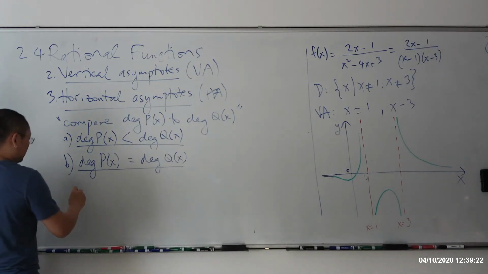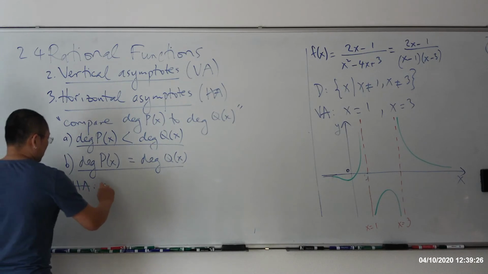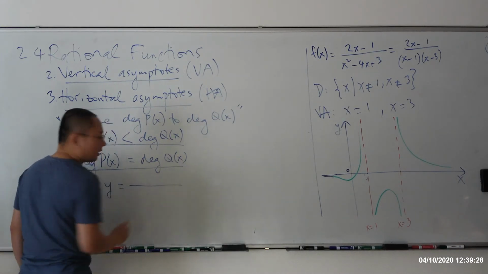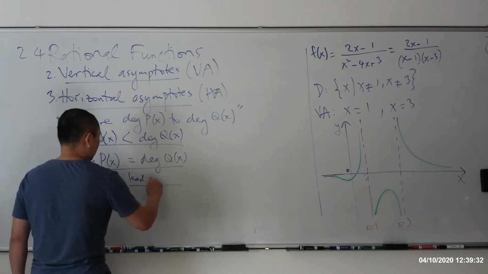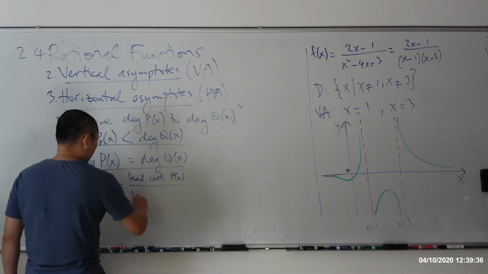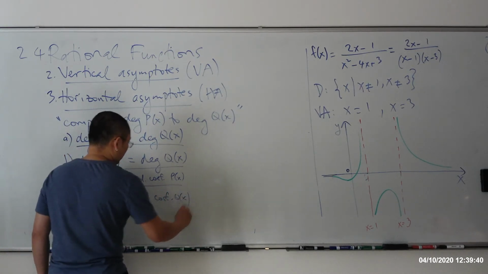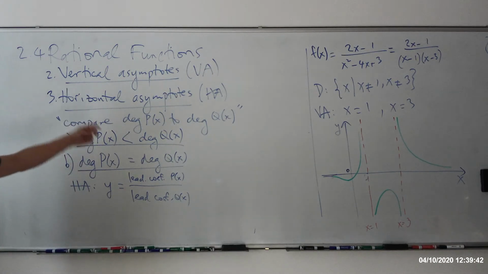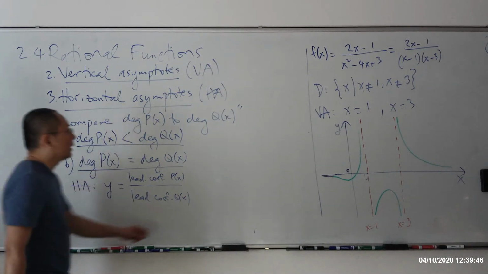Example. We'll talk about the formula first. The horizontal asymptote will be y equal to a fraction of the leading coefficient of p of x over the leading coefficient of q of x. In other words, you're going to find the horizontal asymptote by making a ratio of leading coefficient over leading coefficient. Okay?